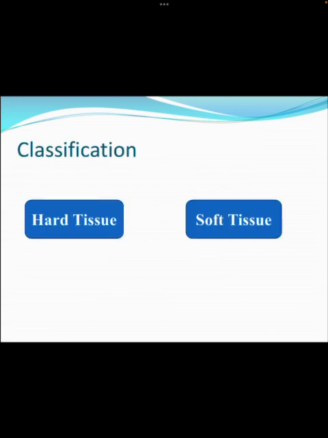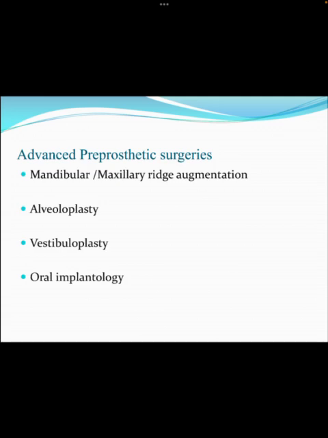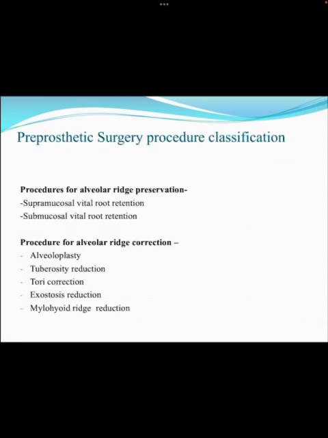Coming on to the different methods of pre-prosthetic surgery, the classification is hard tissue surgeries as well as soft tissue surgeries. The basic pre-prosthetic surgeries are frenectomy, alveolar ridge contouring, tori removal, soft tissue abnormalities, and immediate denture surgeries, and the advanced pre-prosthetic surgeries are mandibular or maxillary ridge augmentation, alveoloplasty, vestibuloplasty, and oral implantology.